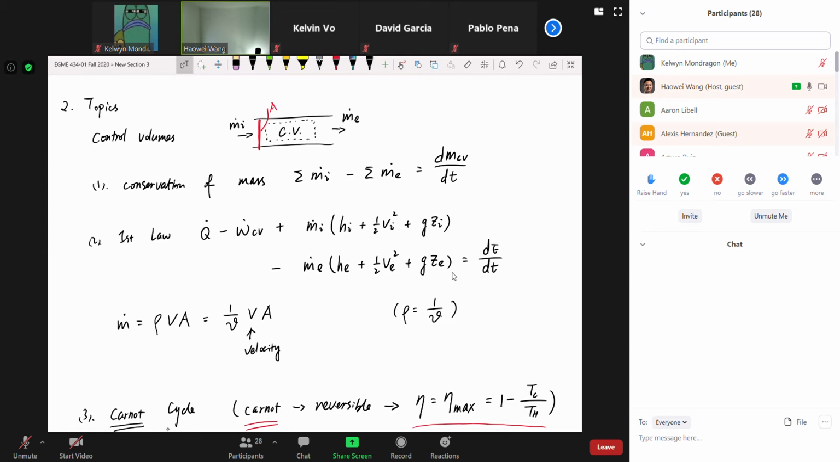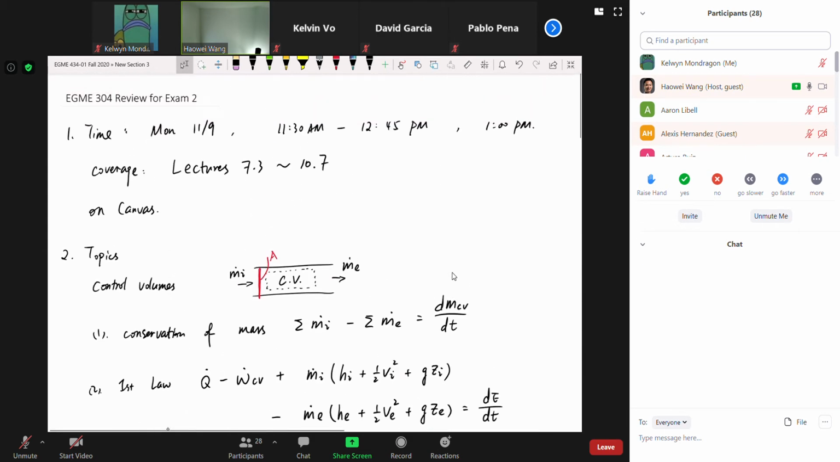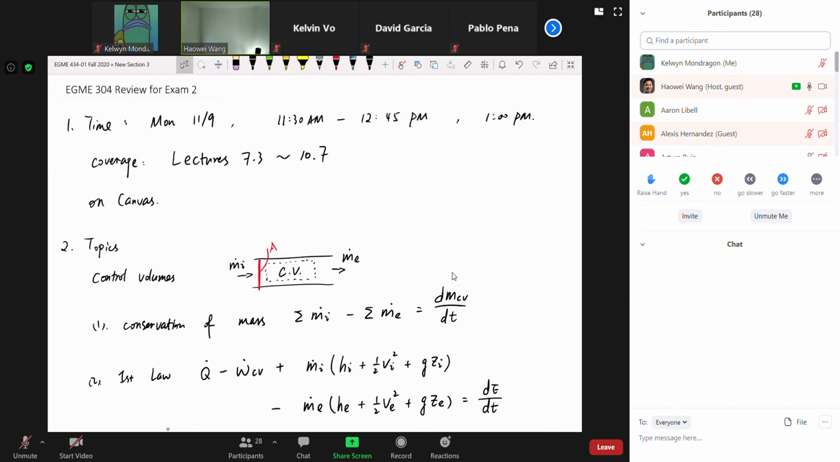The diagram on top of the screen is a pipe. It's a pipe where you have an inlet. The mass flow rate coming in is m dot i. And on the right, you have m dot e, which is the mass flow rate leaving. And A is the cross-sectional area. How do you calculate cross-sectional area if you have a circular pipe? Anyone? Pi r squared? Yeah, pi r squared. Or if you prefer to use diameter, it should be pi d squared over 4. Okay, it's up to you.